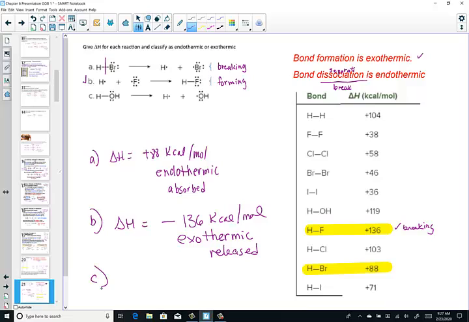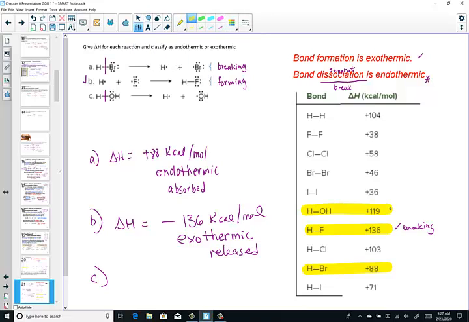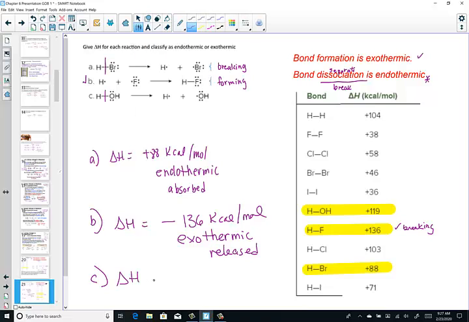And letter C, HOH, we're breaking a hydrogen to oxygen bond. Breaking bonds is endothermic. So where did you find that on your chart? Oh, it's right above here. So it's 119. So delta H is 119. Now remember, we're breaking bonds, so it remains positive. We know that it is exothermic and that heat is being released.